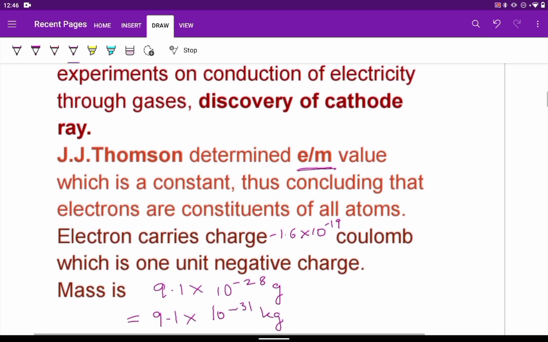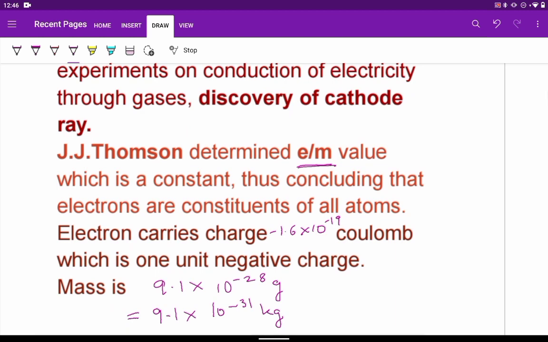Now electron, it carries 1 unit negative charge. It has 1 unit negative charge, and if we state the charge in coulomb, it is minus 1.6 into 10 to the power minus 19 coulomb. The mass is 9.1 into 10 to the power minus 28 grams. On converting to kgs, naturally it will be 9.1 into 10 to the power minus 31.